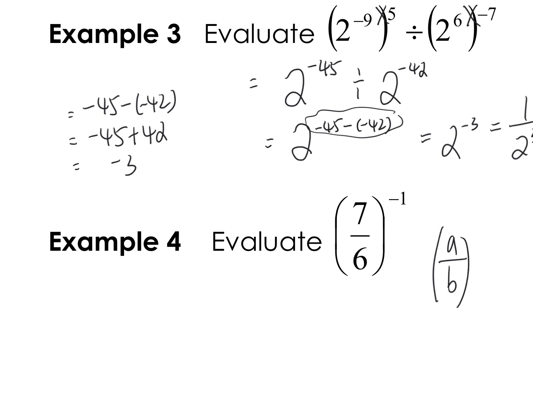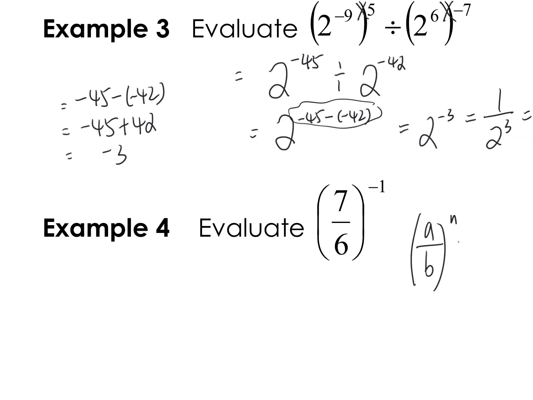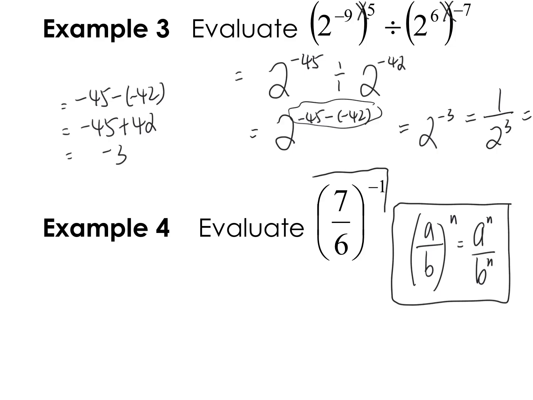Okay, remember, if you have a fraction, both of them should get the same power. This is the law that governs fraction with a power. So if I look at this, what should I get? 7 to the negative 1. 6 also negative 1. Okay, but we don't like to have negative power, right?